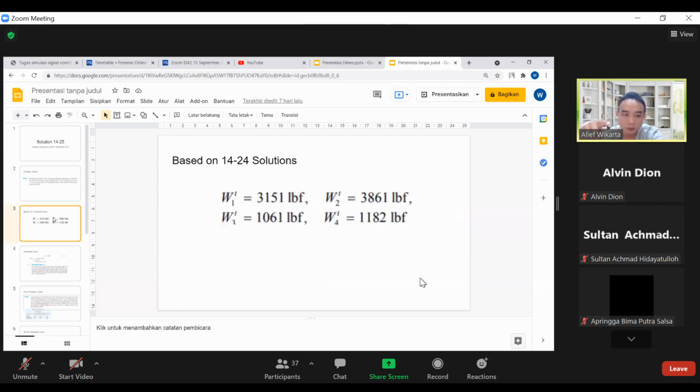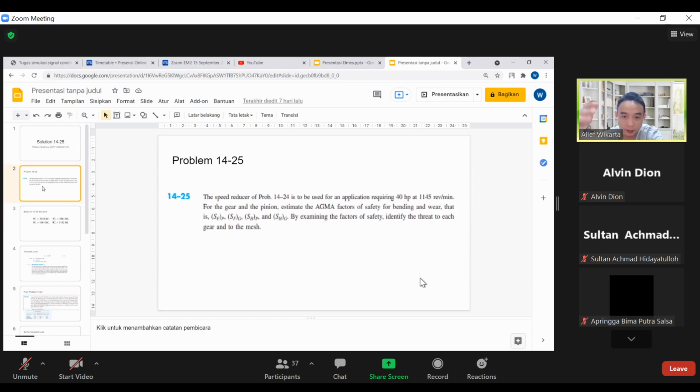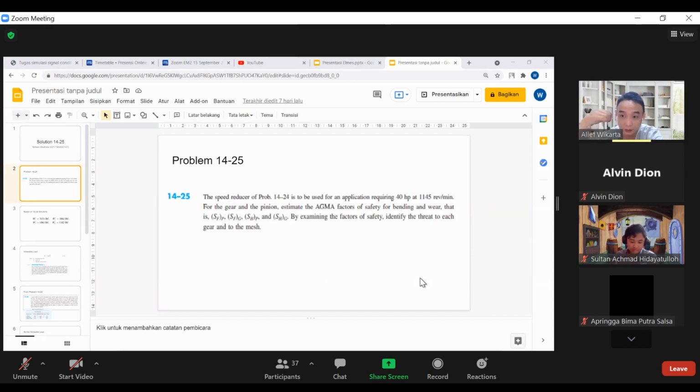Sorry, Mas William. Last time we already found the rated power, right? Around how much was the power? Around 50, I think, 50 something, from the answer to 1424. But now for this problem, the power is only 40 horsepower. So the safety factor should be higher than one. Yes. Okay, please continue, Mas William.